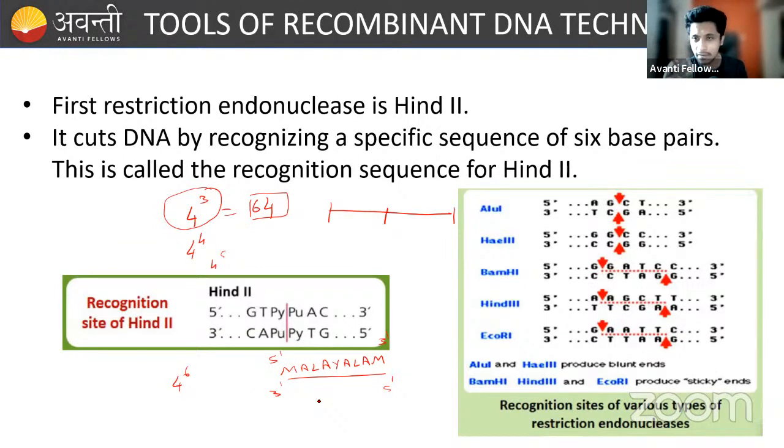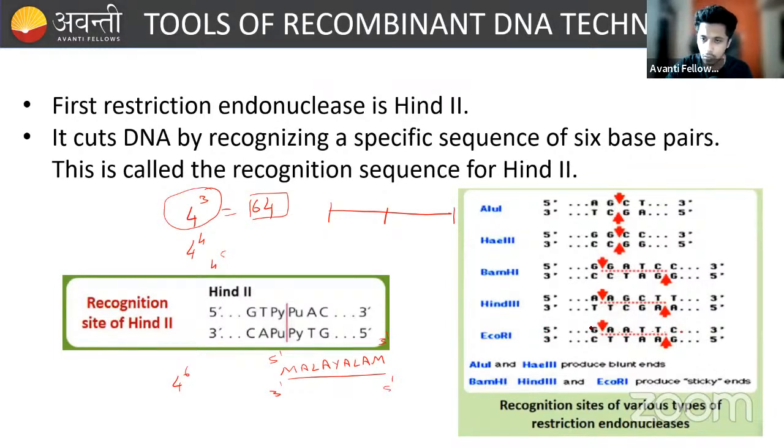But where we get confused is that we think we are reading in only one frame. If you look at it, DNA is a double-stranded sequence, isn't it? For example, if I take EcoRI, look at the recognition sequence: GAATTC is the recognition sequence here. Look at this 5 prime to 3 prime.